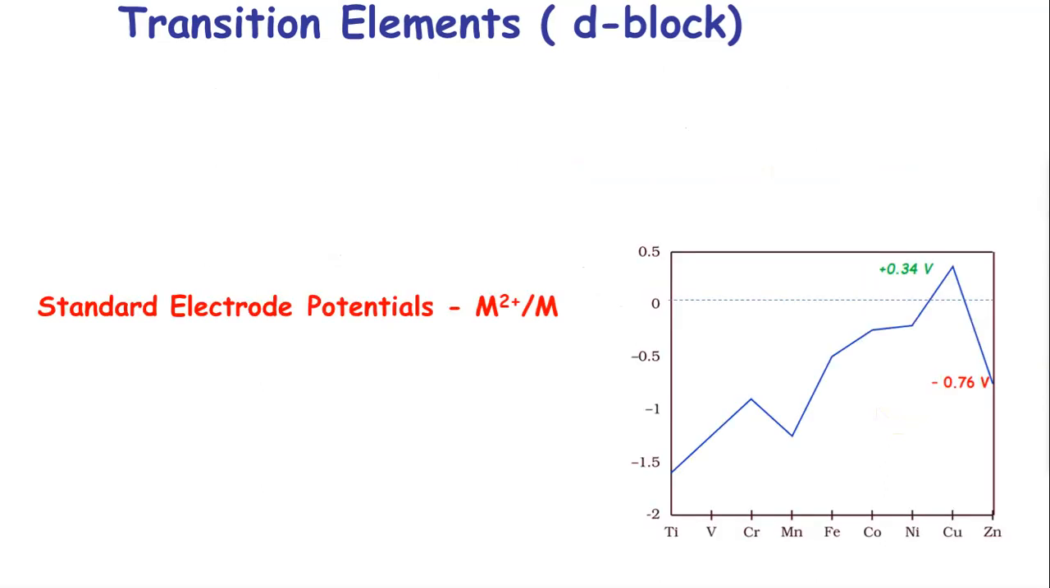Next is standard electrode potential. Only a couple of points that you want to know here. When you look at the standard electrode potential graph, drawn to scale, you can see that only copper is positive. So copper is the only element among the 3D elements where it is higher than hydrogen. All the other ones are lower. You need to remember only these two values because they come in electrochemistry.